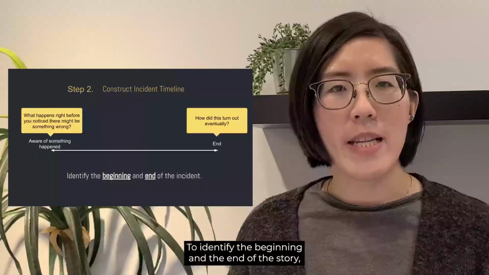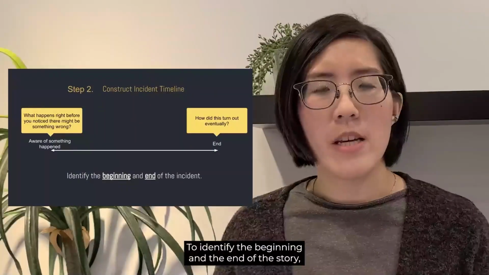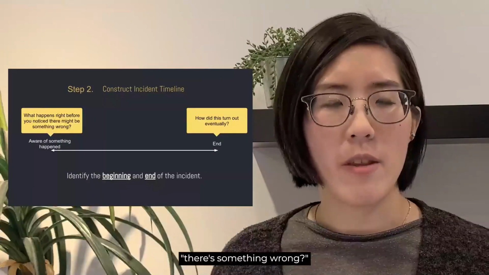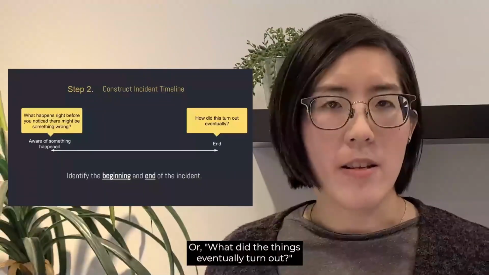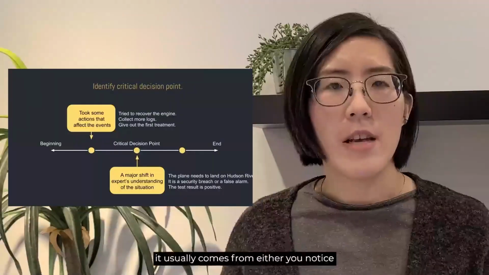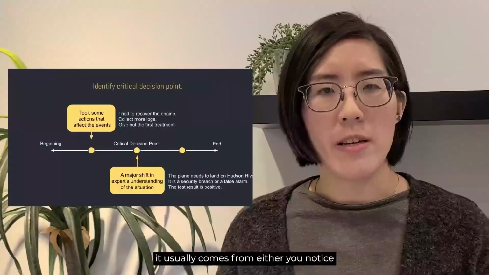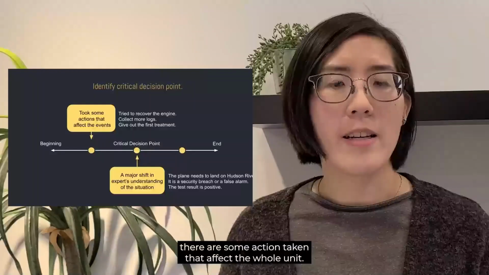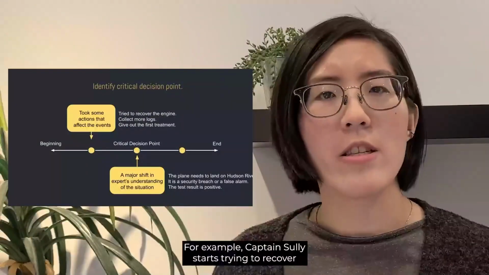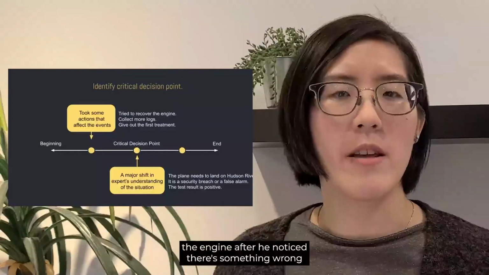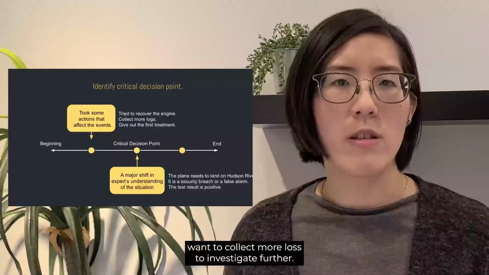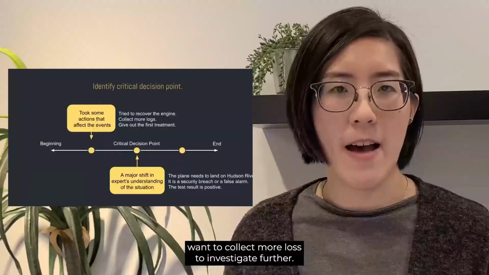To identify the beginning and the end of the story, you can ask questions like this. What happens right before you notice there's something wrong? Or, how did things eventually turn out? As for identifying critical decision points, it usually comes from when you notice there is some action taken that affects the whole event. For example, Captain Sully starts trying to recover the engine after he noticed there's something wrong in his engine. Or, Tier 2 security analysts want to collect more logs to investigate further.